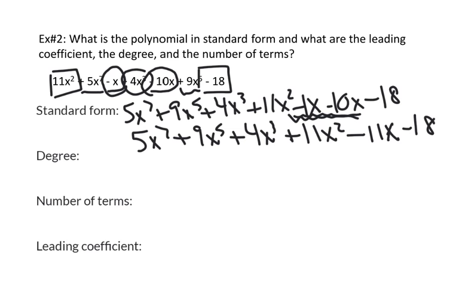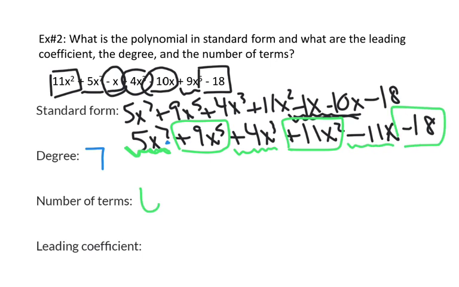Okay, so degree talks about the highest exponent. So our highest exponent here is 7. The number of terms we have, how many things we're adding together? So here we had 1, 2, 3, 4, 5, 6. Okay, and our leading coefficient, we're going to go back and look at the highest exponent. So 5x to the 7th, so the leading coefficient is the one out in front, which is 5.